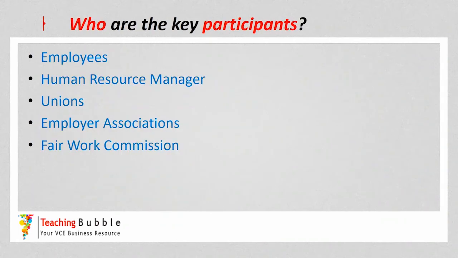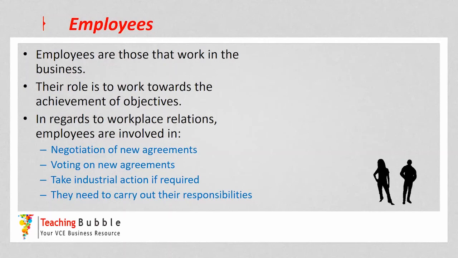So as I mentioned, we need to look at the role of the key participants when dealing with workplace relations, and these are the ones that are listed in our study design that we're going to go through individually. Now, as we know, the employees are those that work within the business, and really their role is to work towards the achievement of business objectives. That's what they're employed to do. However, in regards to workplace relations issues, employees can be involved in a number of different things.